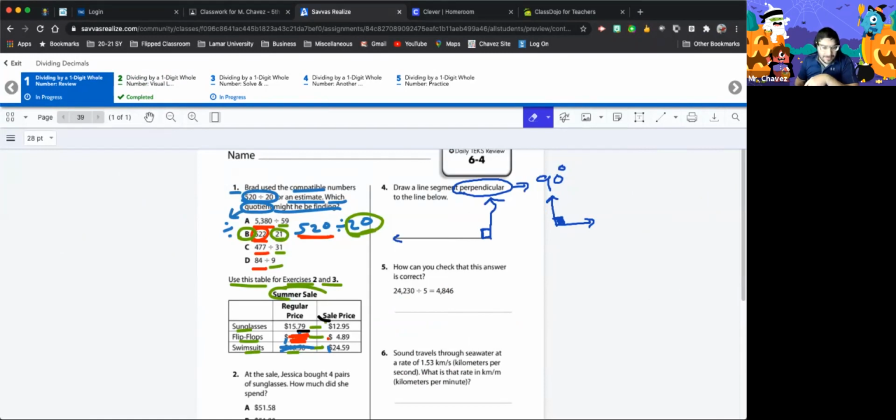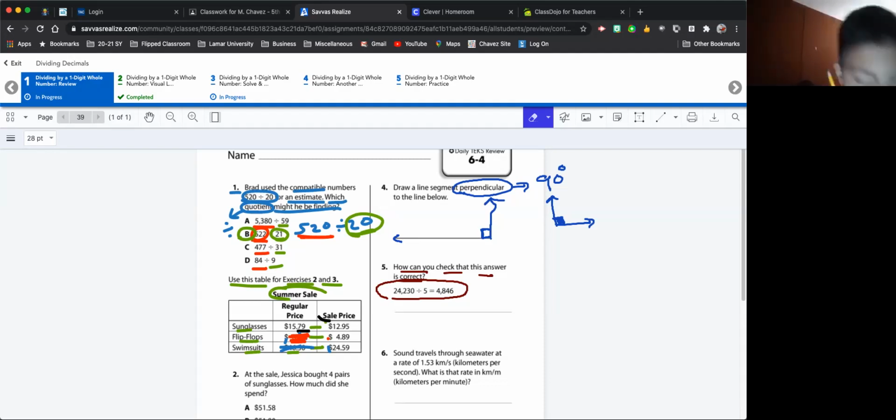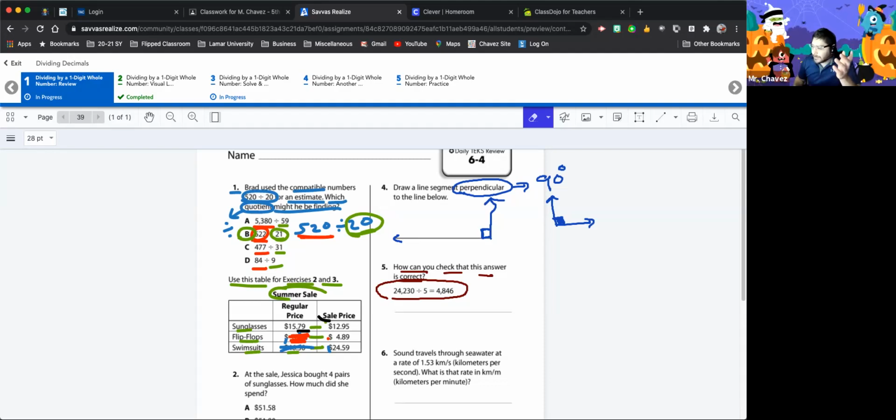So number 5. Number 5, we want to know, how can you check this answer if it's correct? So here's their work. They divided 24,230 divided by 5, and it equals 4,846. How can I check to see if it's correct? We did it earlier when we did division. How do we check when our division is correct? Multiplying. So what 2 numbers am I going to multiply?